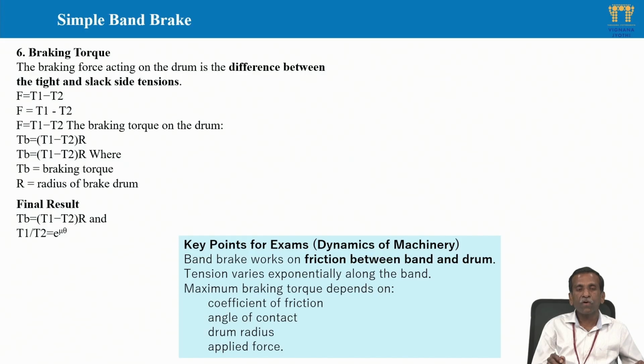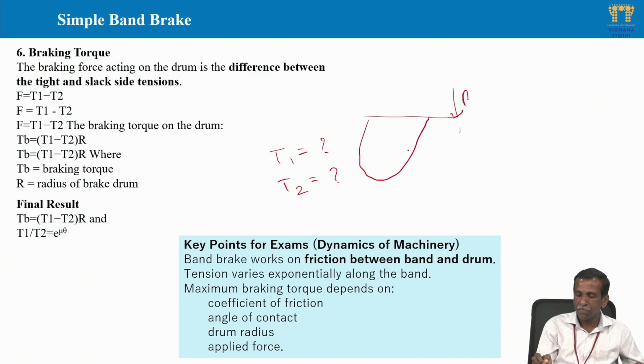From these two relations, in any given problem with the given specifications, first we need to evaluate T1 and T2, for known values of coefficient of friction, wrapping angle, and radius of the drum. Once you evaluate this, suppose you want the effort required to apply the brake, P, then you take moments.